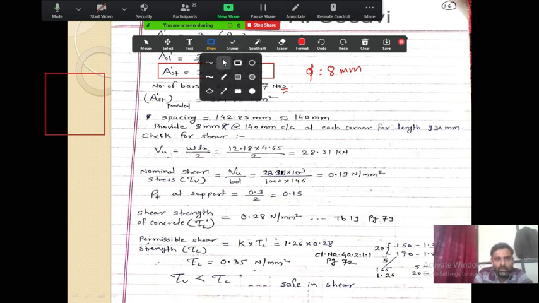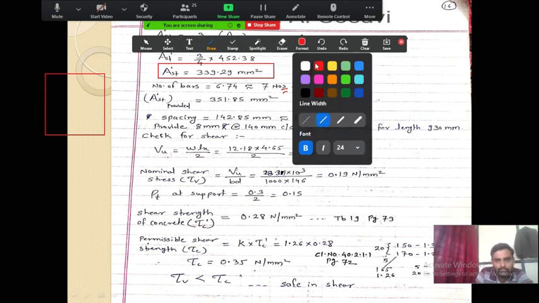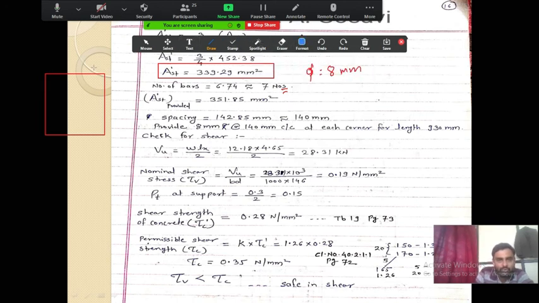So what is the length from here to here? This total length is always lx by 5. So what does lx by 5 come to? What is our lx? I think lx is 4.65.